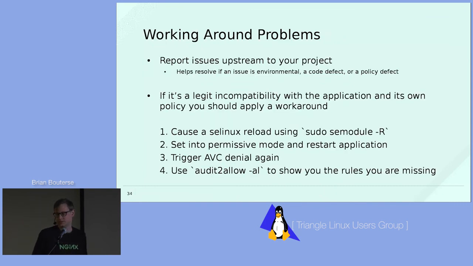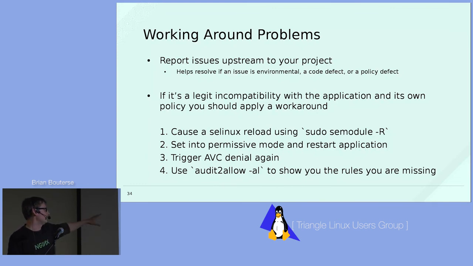Working around problems, so report issues to your upstream projects, to the application developers. And what you want to do is you want to determine if an issue is environmental, if it's a code defect, as in the application is wrong, or if it's a policy defect, the policy is wrong. Filing an upstream bug is going to help you get information from people who have experience to sort that out. So you want to establish that. That's kind of the first thing you want to do.